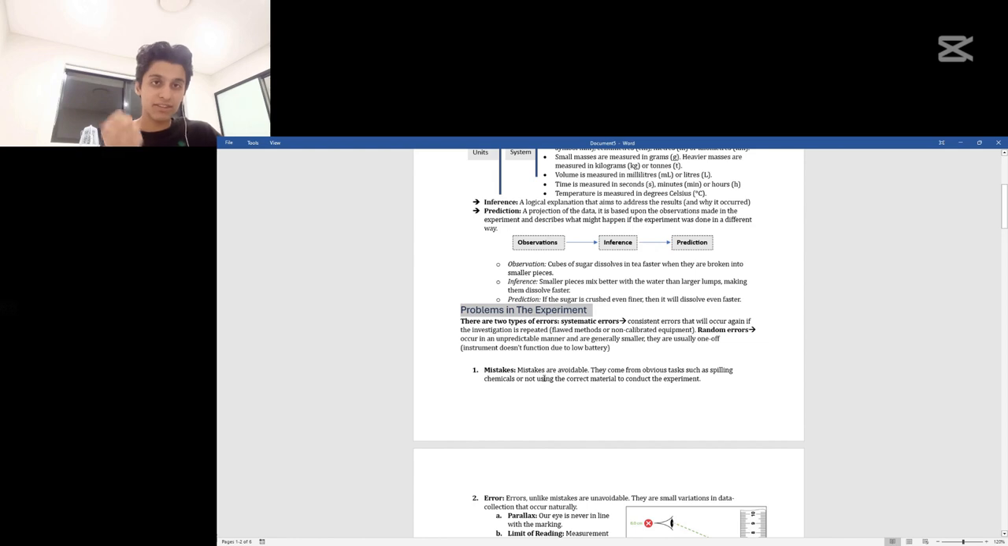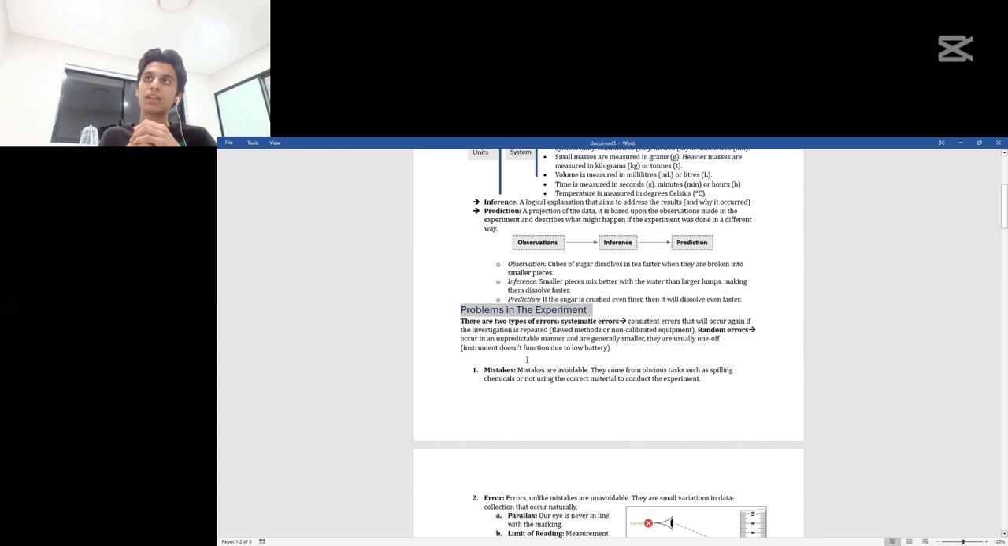So yeah, flawed methods: if the person doing the experiment read the method very incorrectly, or non-calibrated equipment: if the equipment isn't correct for its use. Let's say you're measuring the mass of this mouse and you put it on a measuring scale, and the measuring scale is rigged. Now, even if this weighs 100 grams, your measuring scale will say 120 grams. That's not your fault, the equipment is just not calibrated properly. So that's a systematic error.